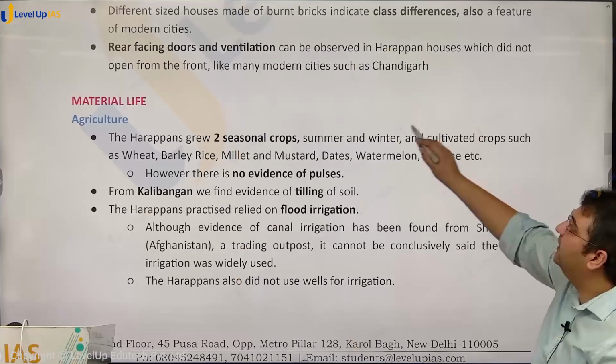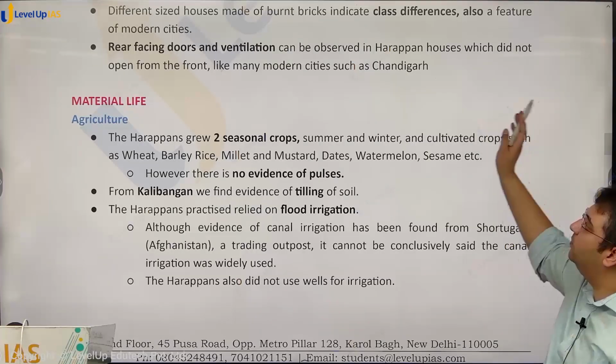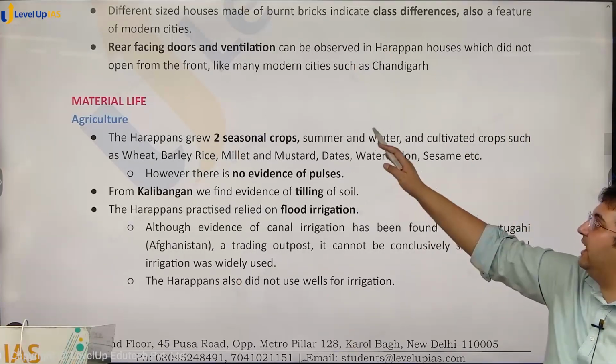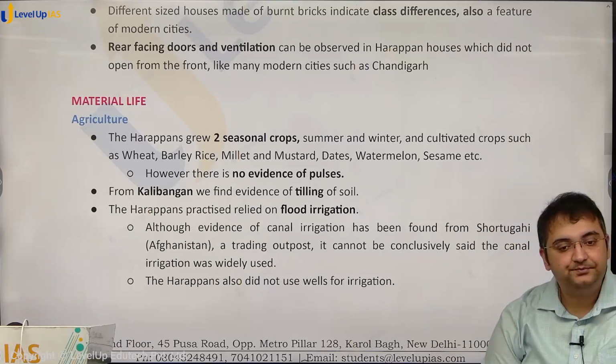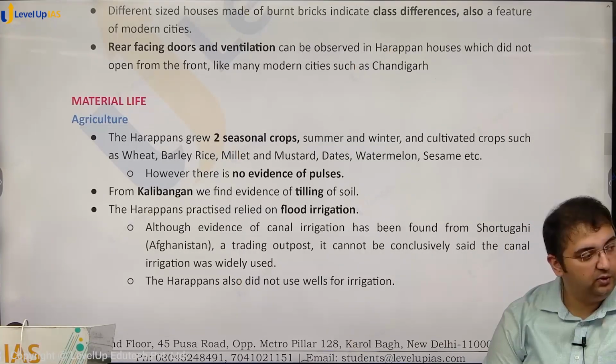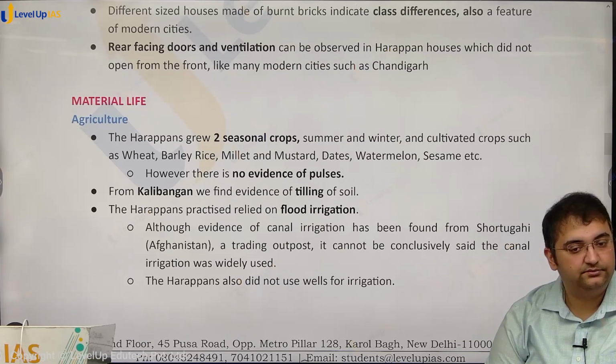Then finally, rear facing doors and ventilations can be observed in Harappan houses which did not open from the front like many modern cities such as Chandigarh. यहाँ पे missing क्या है? इंट्रोडक्शन और कंक्लूजन. इंट्रोडक्शन में क्या लिखोगे? कैसे शुरू करोगे?